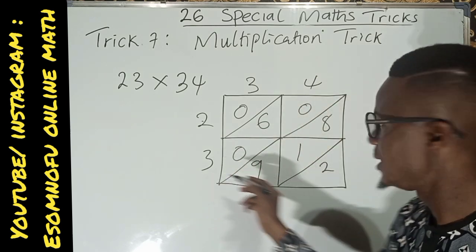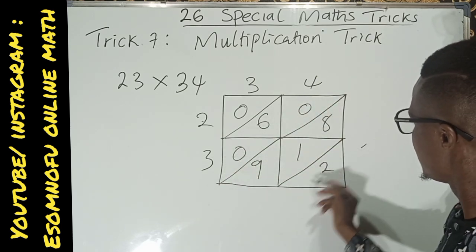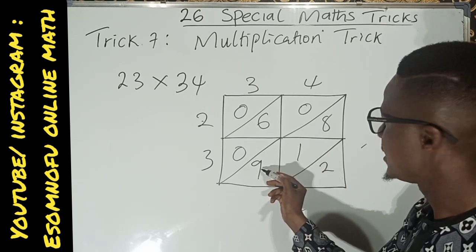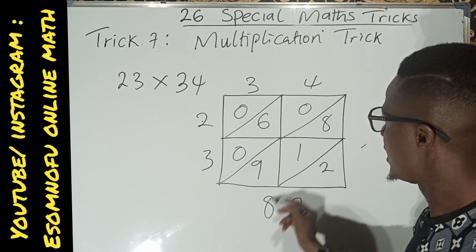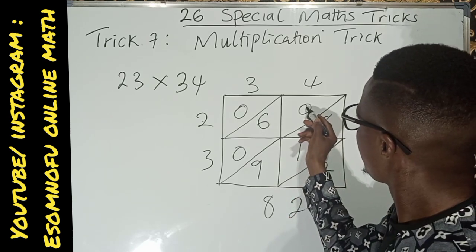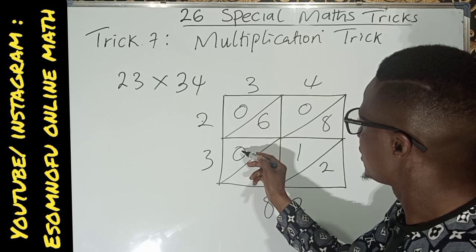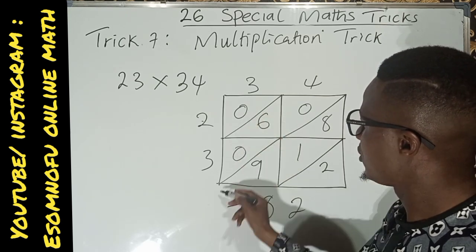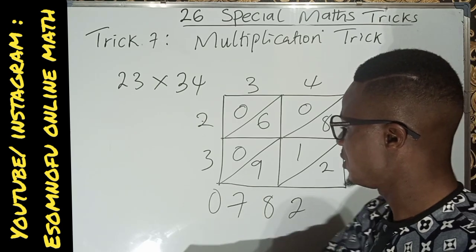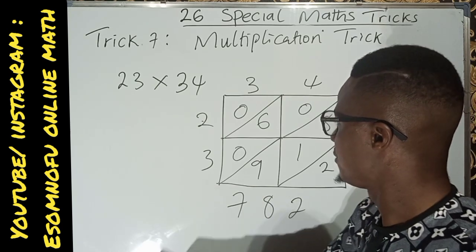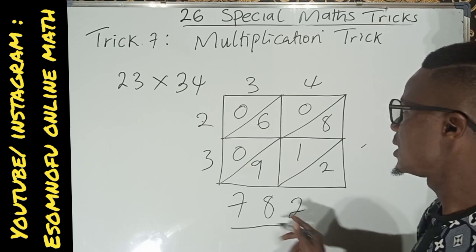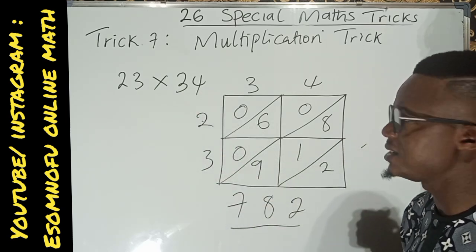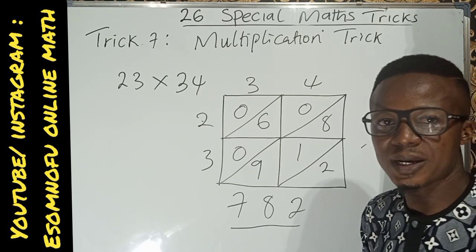You add diagonally. So I'll add here. I'll bring down 2. 8 plus 1 plus 9 is 18. You write 8, carry 1. 1 plus 0 is 1, plus 6 plus 0 is still 7. You write 7. This is 0, you bring down 0. And of course, 0 is insignificant here. Therefore, you've seen that 23 times 34 will give us 782. Let's go to trick number 8.